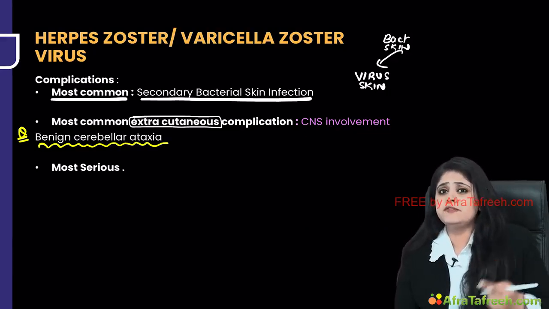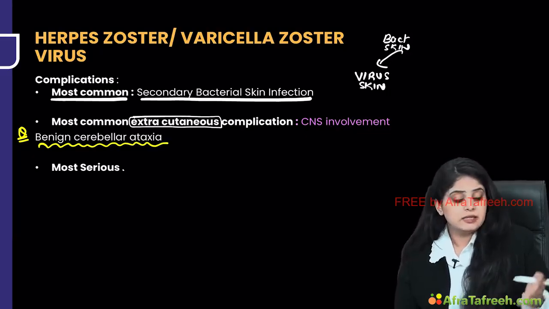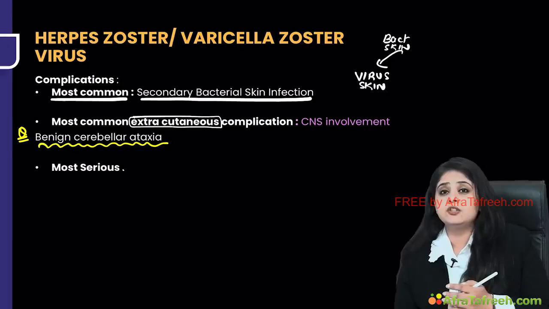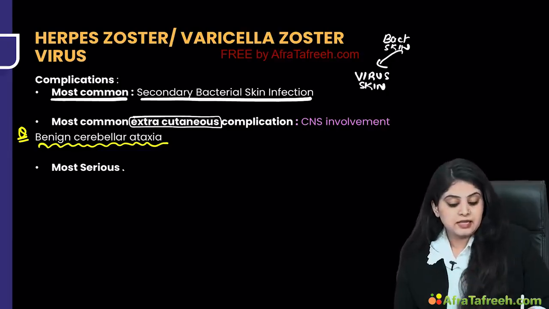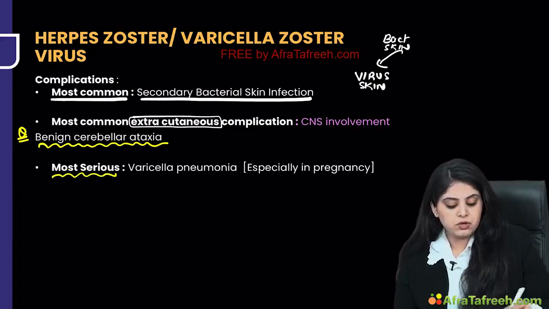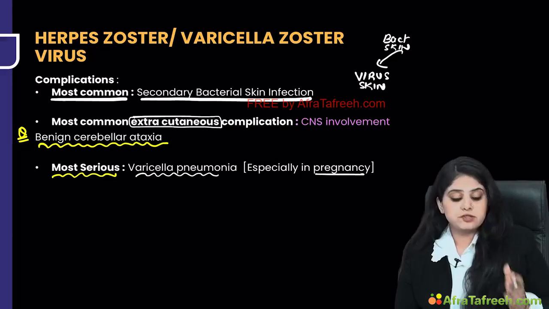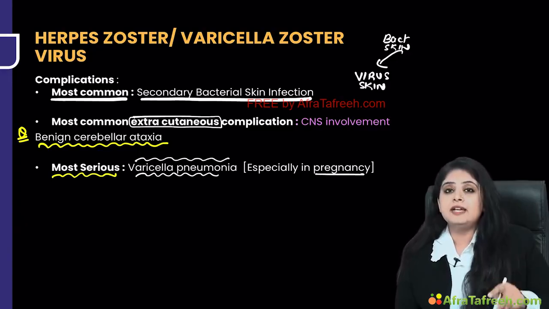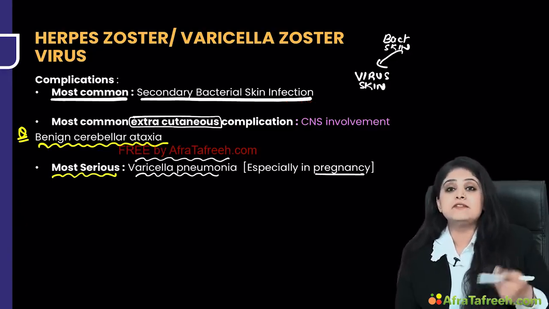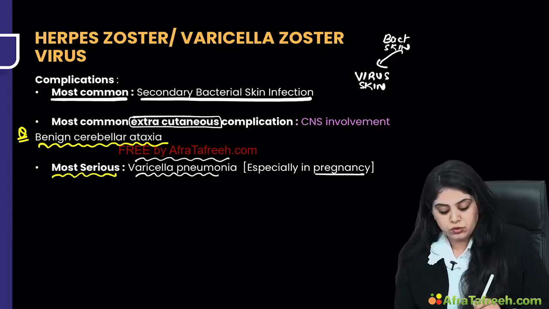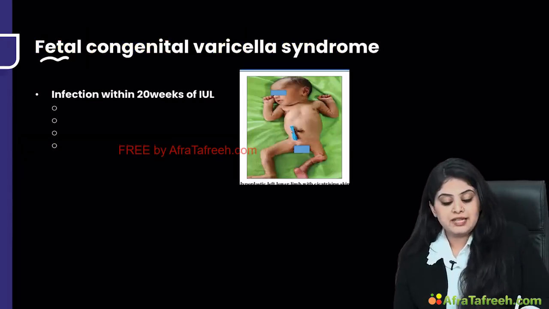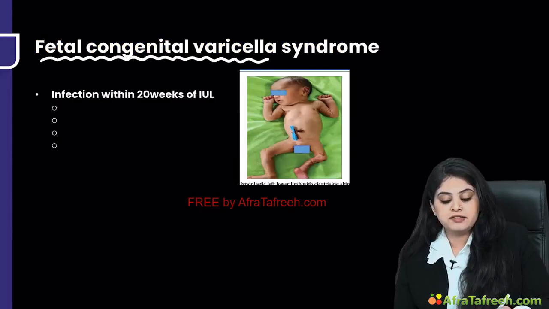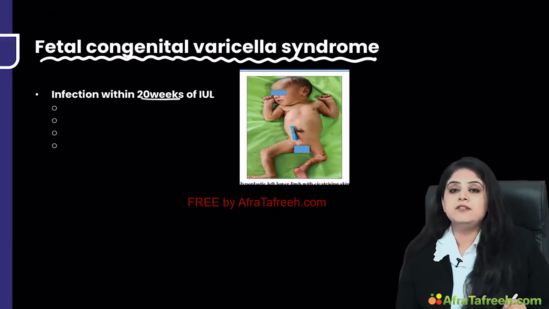But can chickenpox affect pregnant mothers? Many times you have heard of a female who ended up having chickenpox in her pregnancy. That can become the most serious complication because varicella pneumonia is usually seen in pregnant women. So firstly, it is a risk to the mother also because varicella pneumonia can affect her. But can it go from mother to child? Yes, it can affect the child as well. When it affects the child, it is known as fetal congenital varicella syndrome, when the infection has occurred within 20 weeks of intrauterine life.